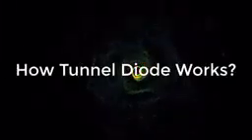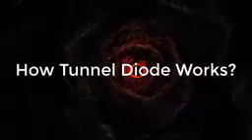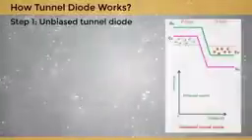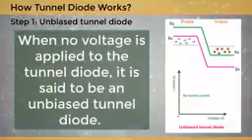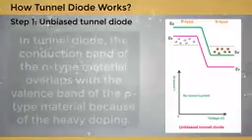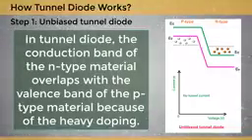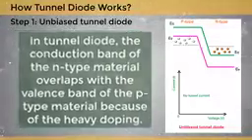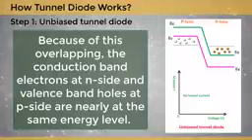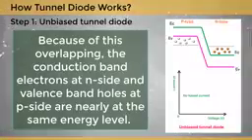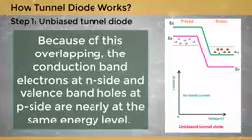Let's see how does the tunnel diode work. Step 1. Unbiased tunnel diode. When no voltage is applied to the tunnel diode, it is said to be an unbiased tunnel diode. In tunnel diode, the conduction band of the n-type material overlaps with the valence band of the p-type material because of the heavy doping. Because of this overlapping, the conduction band electrons at n side and valence band holes at p side are nearly at the same energy level.